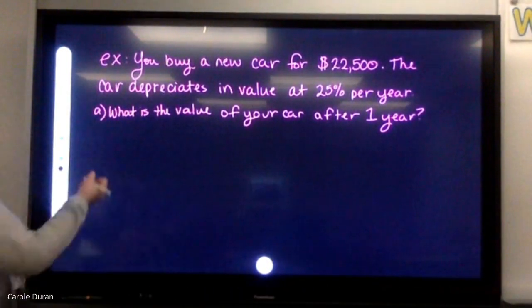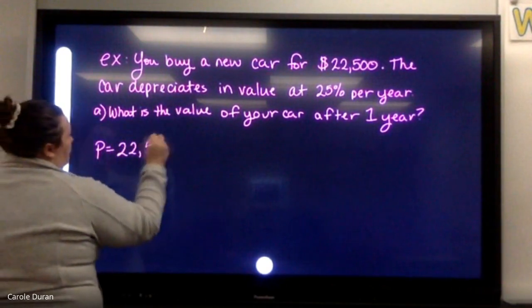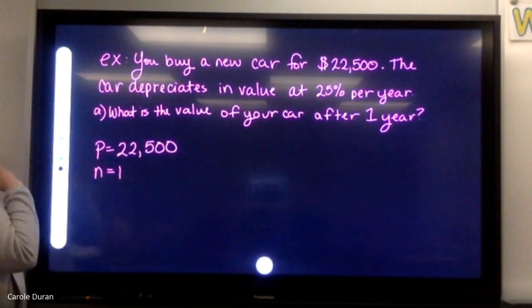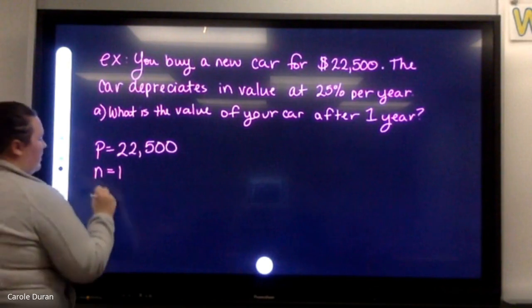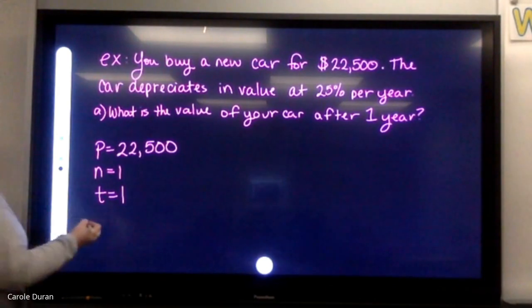So let's go ahead and write out the information. My principal amount, of course, is what it was valued at when I first bought it. N is just 1 because I'm taking this 25% depreciation once per year. T is 1 because I just want to know what it is after 1 year. R is not 0.25. 0.25 indicates that it's growing in value at 25% per year. Because it's depreciating or going down, it's negative 0.25.